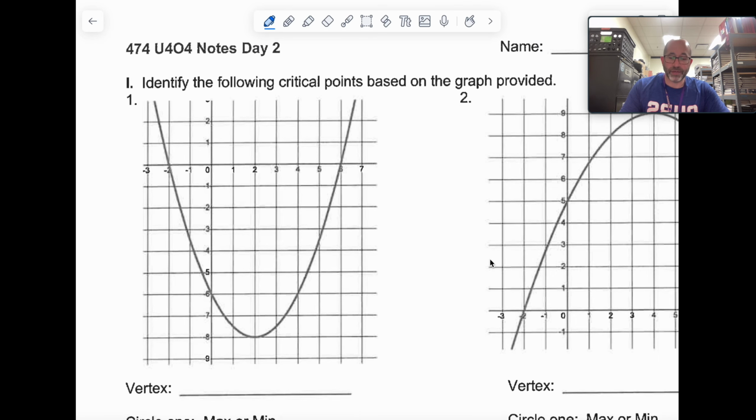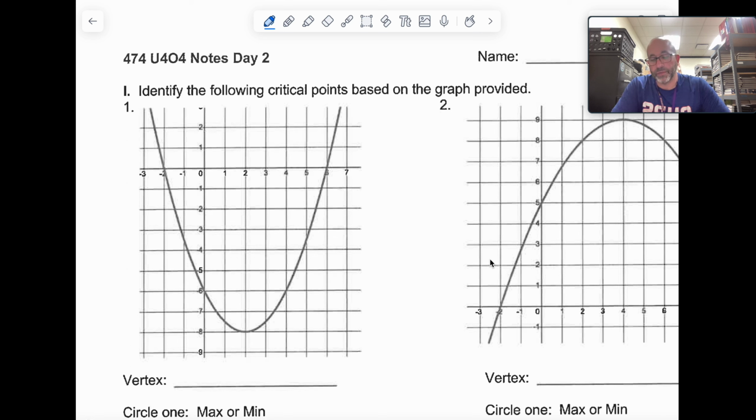On page 5 here, you'll see that it says Unit 4, Objective 4, Notes Day 2. We're looking at the picture, and again, what we're talking about are the parts. The first part that we're looking at is the vertex. The vertex, if we remember, is when we look at a curve, you've got the bottom of a curve, which is the point all the way at the bottom, also known as a minimum. And then we've got the top of the curve, which is known as a maximum. That point we actually call a vertex, whether it's a max or a min.